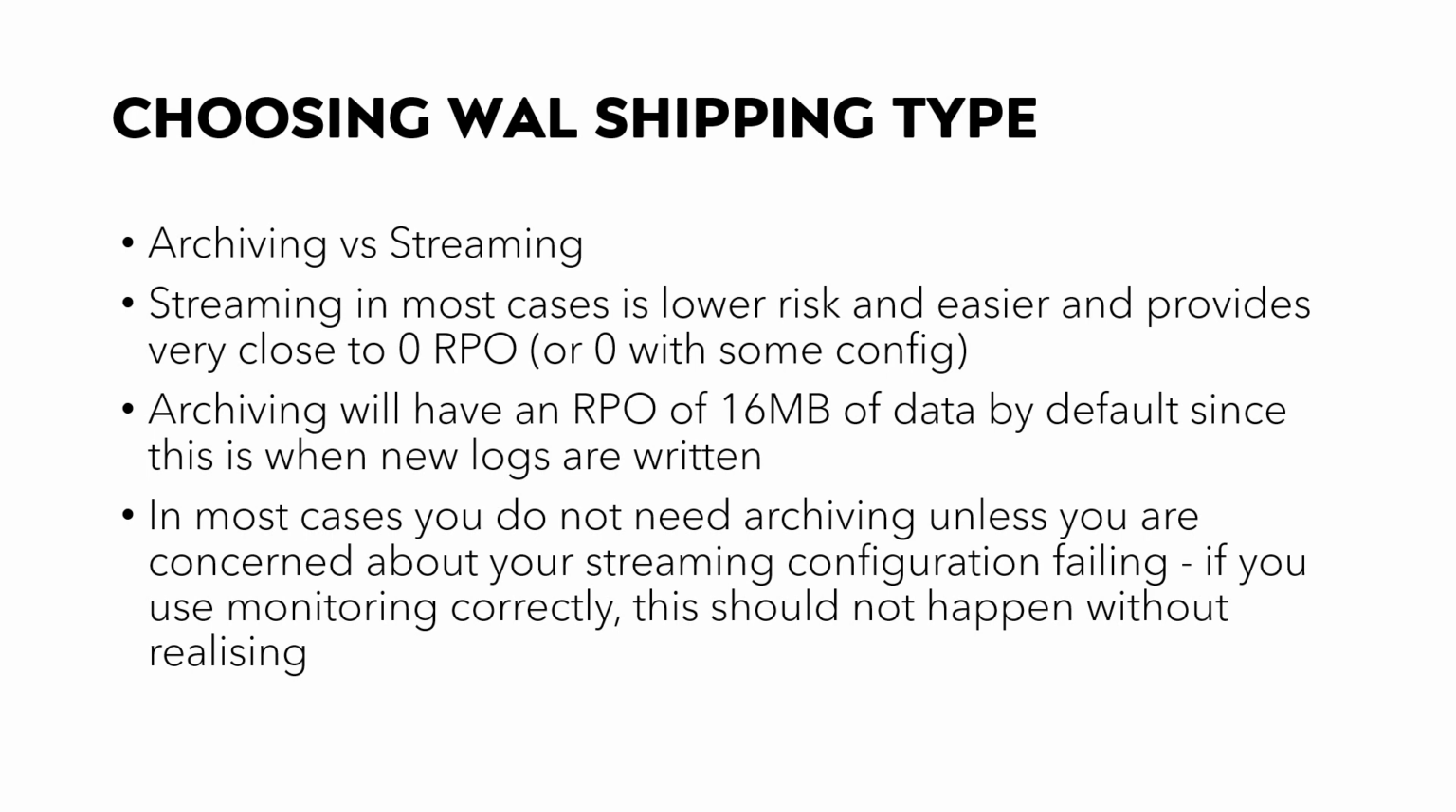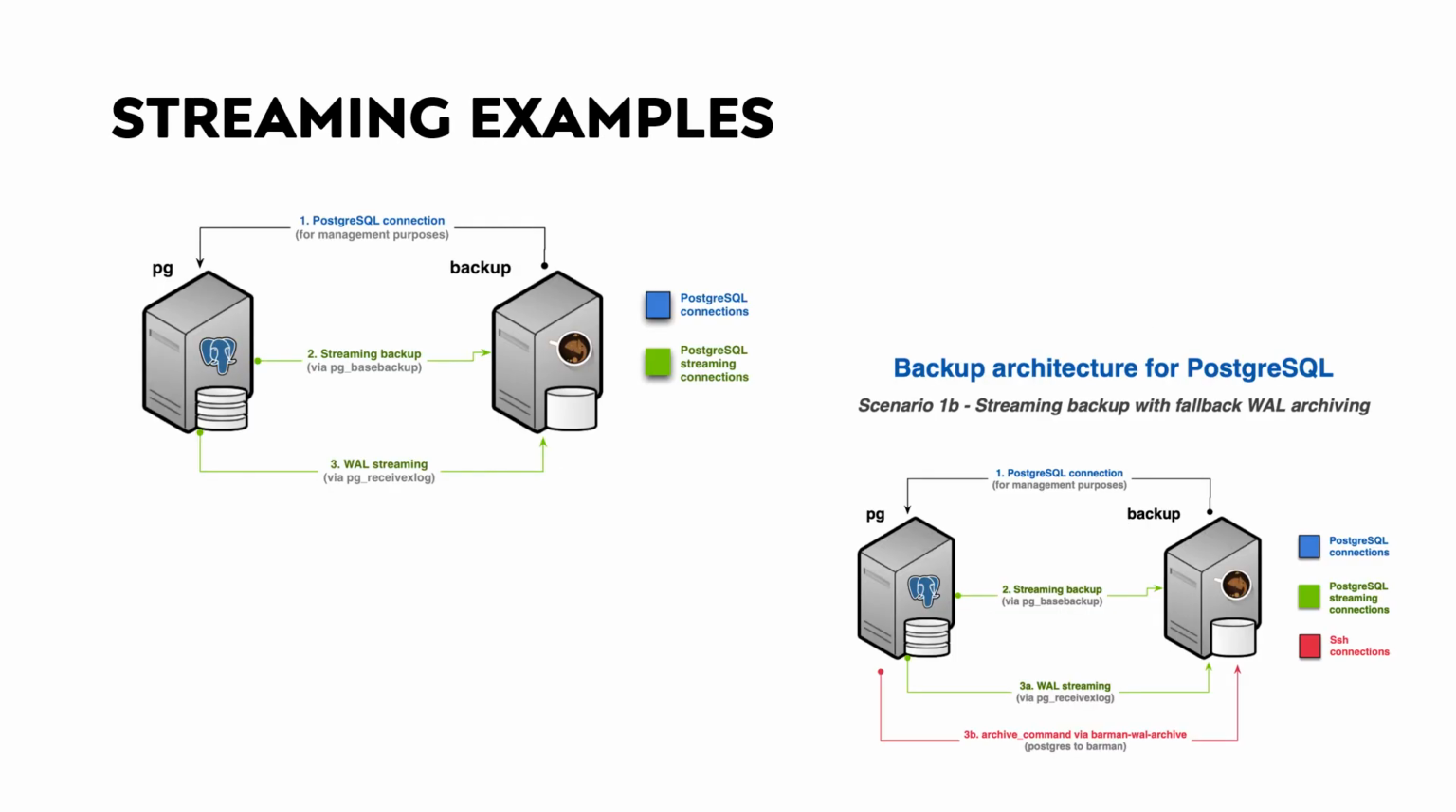So as I mentioned, the RPO by default, if you use archiving, is about 16 meg. You can reduce that, but if you reduce it too much, then you can also potentially get a lot of overhead, because the file is still 16 meg. It just contains less data, so you don't save on the network bandwidth. You would just get the data more frequently. So a bit of a trade-off there. Like I say, in most cases, we're not even going to talk much more about archiving. So these are the examples we're looking at.